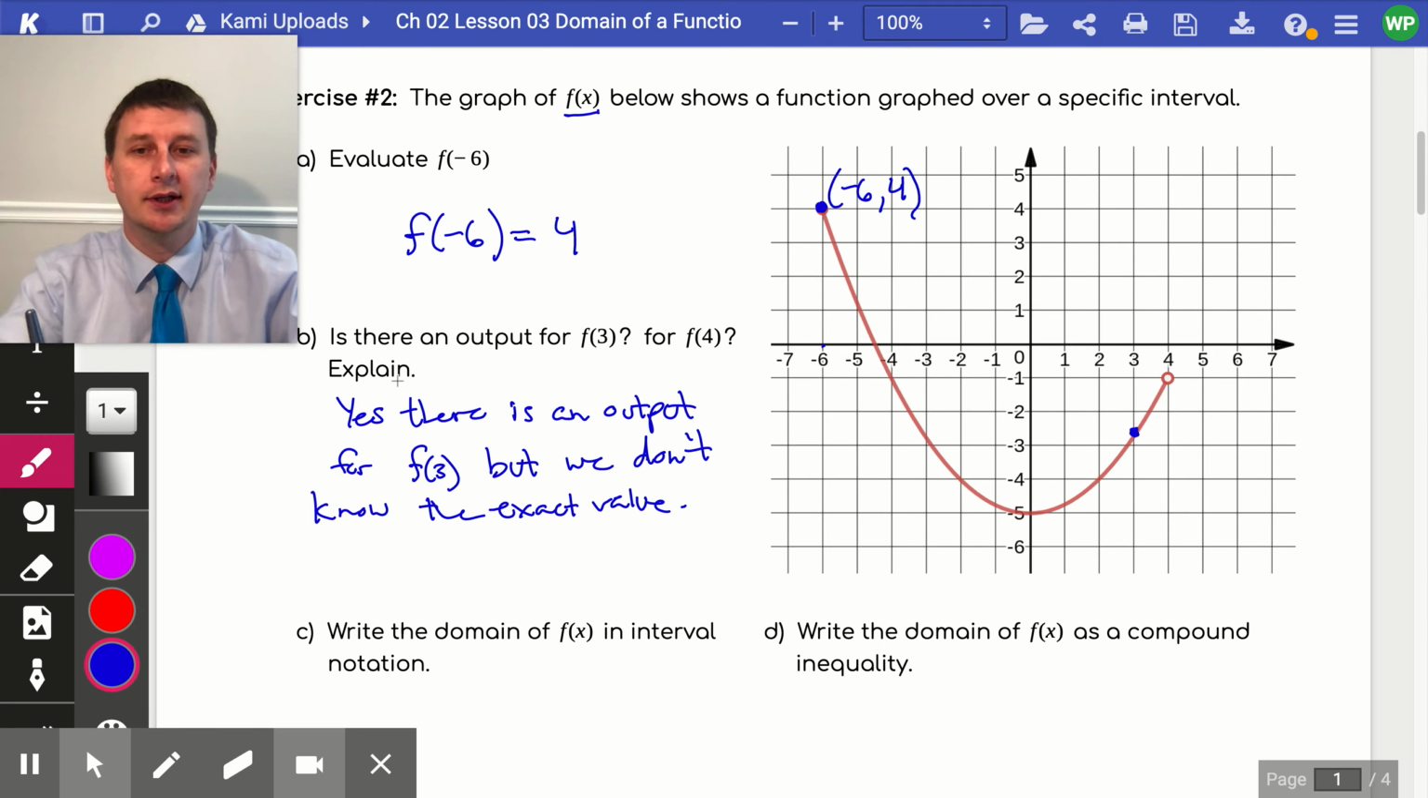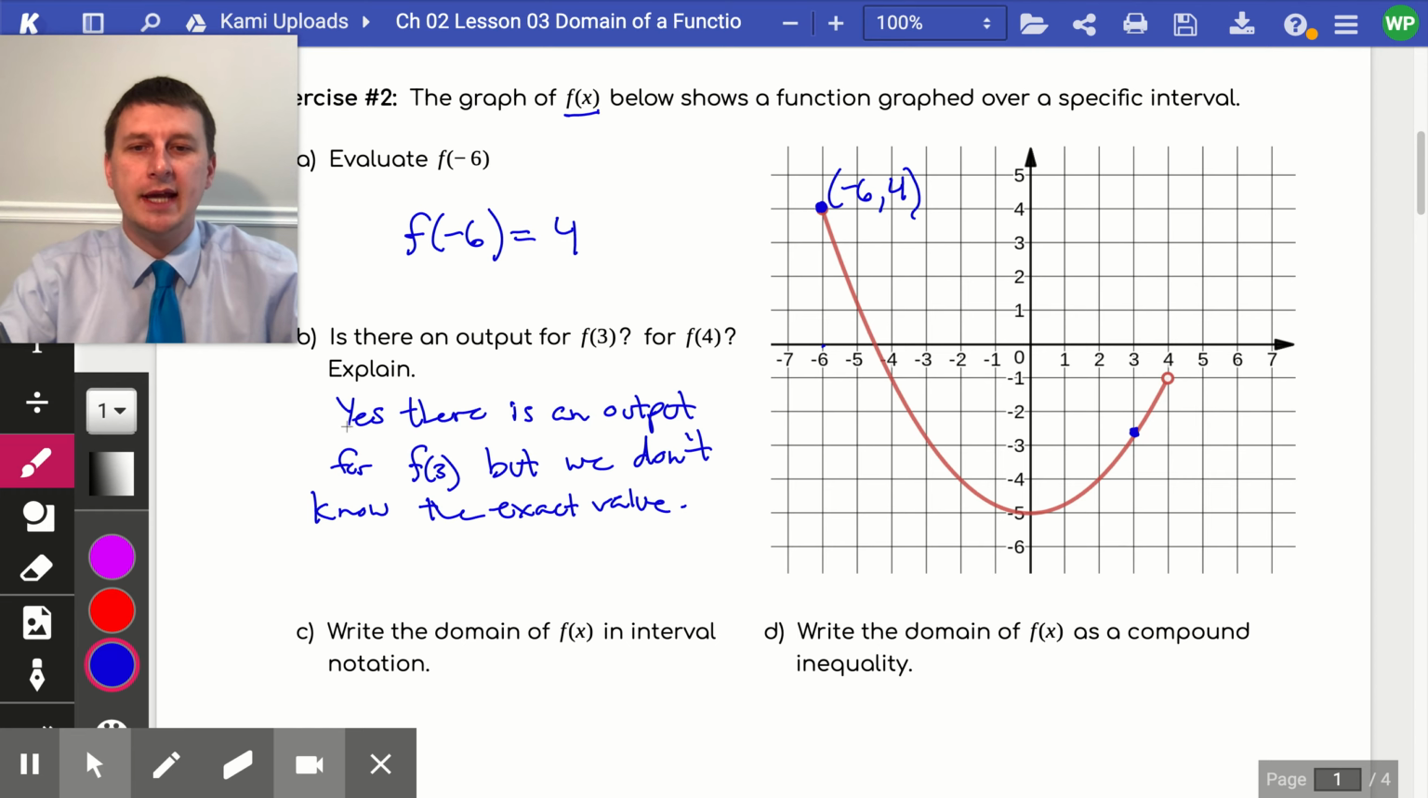Is there an output? Now for f of 4, we go to 4 on the x-axis and we follow that down. And remember, when we have an open circle, that's like a big hula hoop. And when we follow it down, we're going to go straight through that hula hoop. We're not going to hit the graph at all. And we're going to keep going forever and never hit that graph again. So there is no output for f of 4.